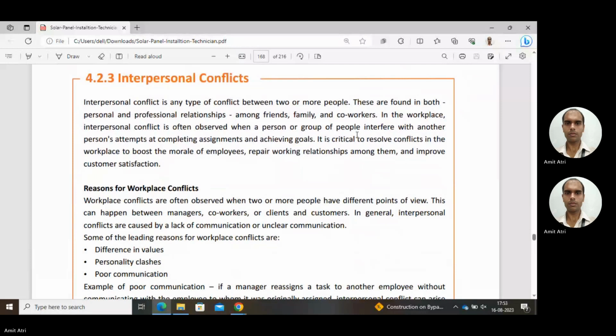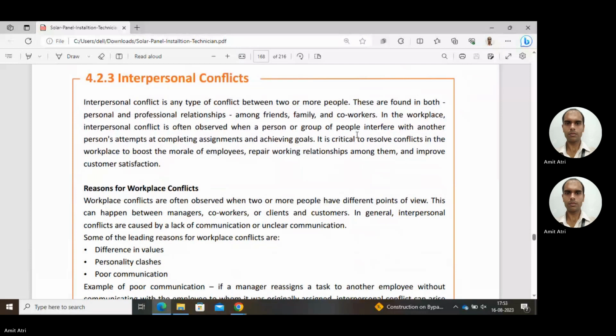In the workplace, interpersonal conflict is often observed when a person or group of people interferes with another person's attempt at completing an assignment and achieving a goal. So a very common occurrence of a conflict is when someone is interfering with another one's task.